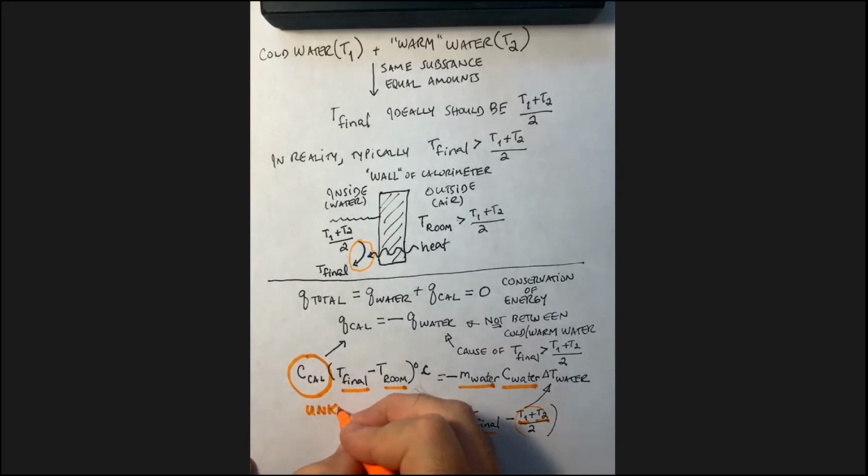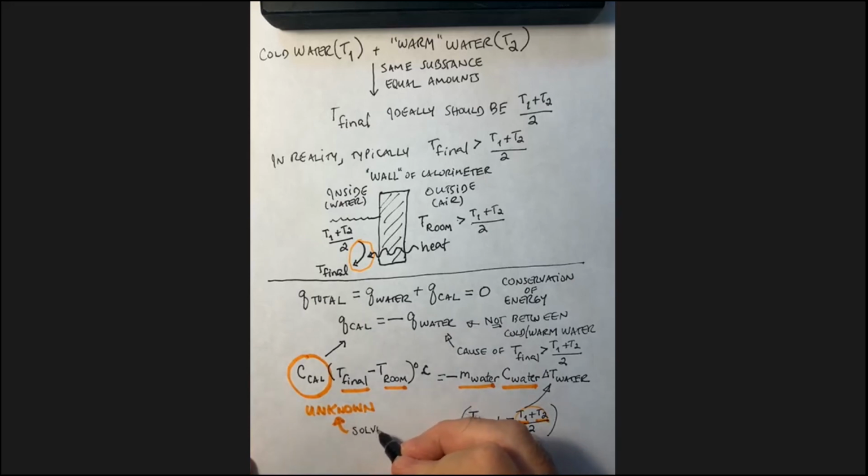This is our unknown. And what we're going to do is solve this equation in order to calculate the heat capacity of our calorimeter. Okay, so this is kind of the theory.